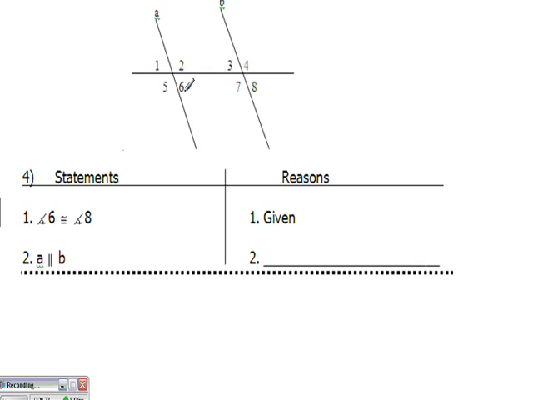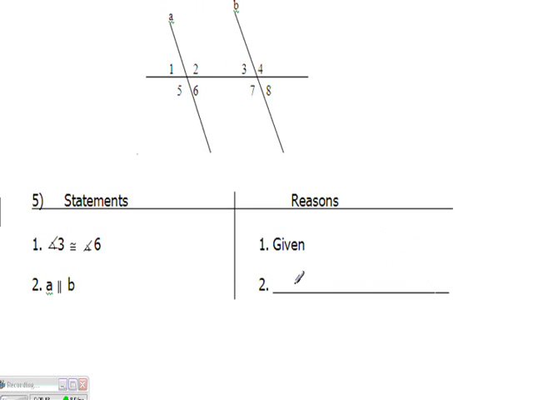All right, so in this first proof, I'm given that angle 6 is congruent to angle 8. Well, what kind of angles are 6 and 8? They are corresponding angles. And that means I have my corresponding angles converse. So if my corresponding angles are congruent, then my lines must be parallel. You can either write then lines are parallel, or you can write then A is parallel to B. Either one is fine by me.